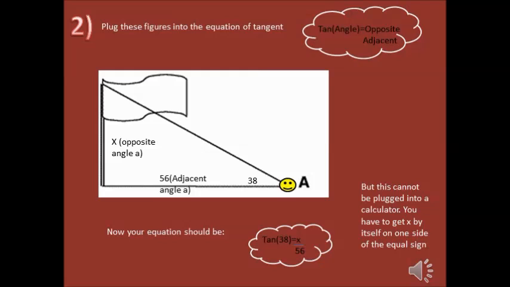Step number 2. Plug the figures into tangent. Tan of the angle equals opposite over adjacent. Now your equation should be tan 38 equals x over 56. But this cannot be plugged into a calculator. You have to get x by itself on one side of the equal sign.